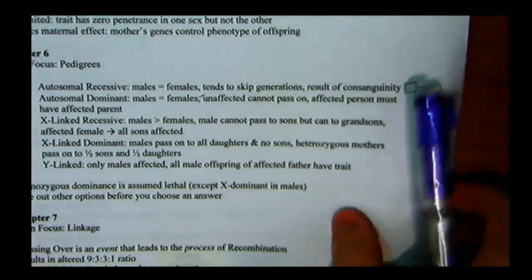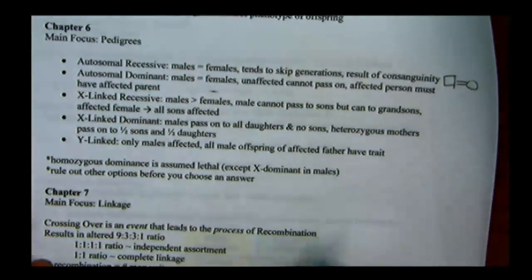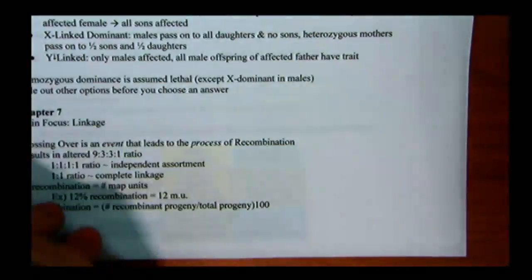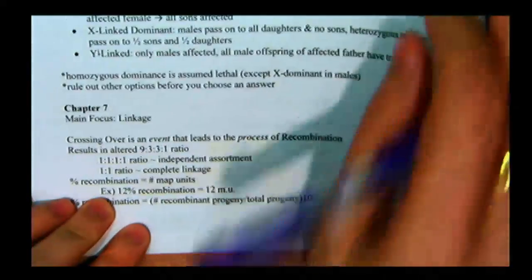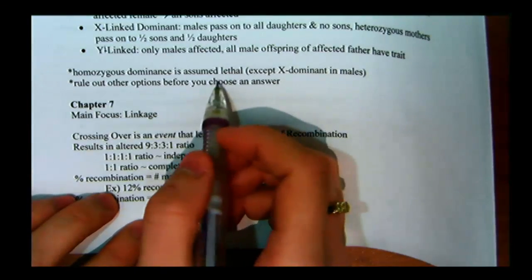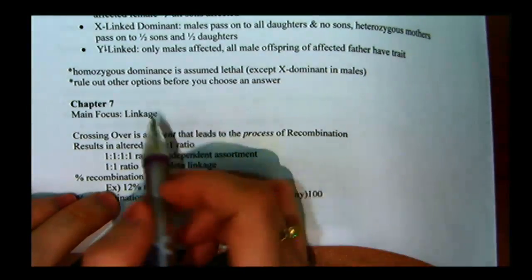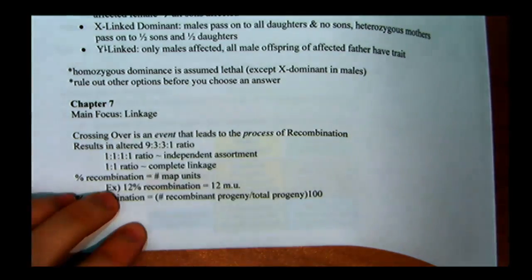Yeah, okay. And it was mentioned in the slides that you can assume that homozygous dominance is usually lethal. But again, don't only base your answer on something like this. The best way to get the right answer in pedigrees is to rule out other things before you choose one thing. So just because you did it and it makes sense and you think it works, check the other ones just to be sure.